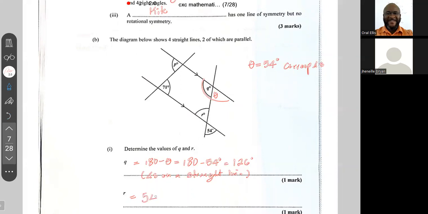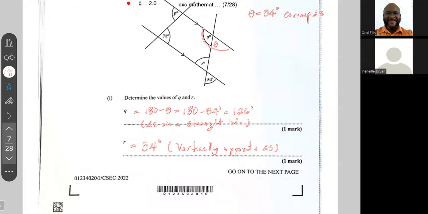R is equal to 54 degrees. They're vertically opposite angles. All right, so I have R and I have Q. Let's turn the page.